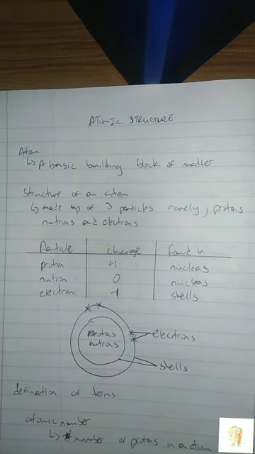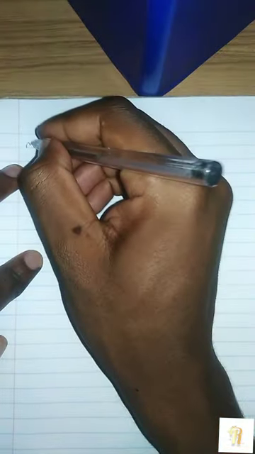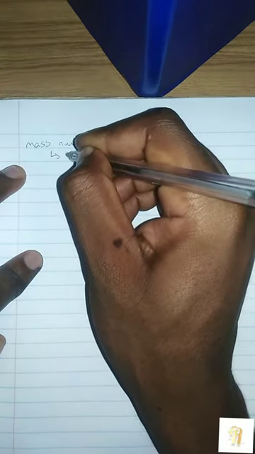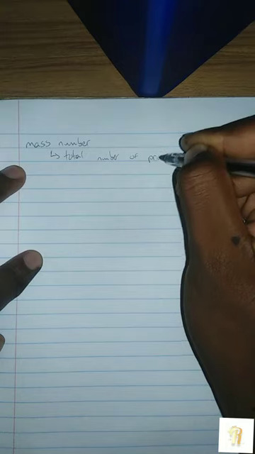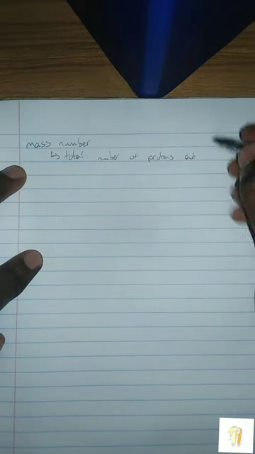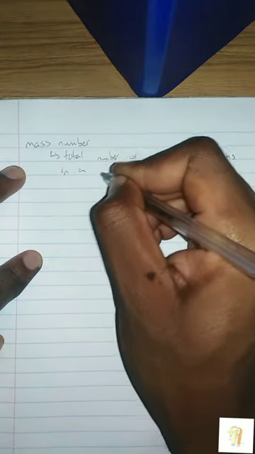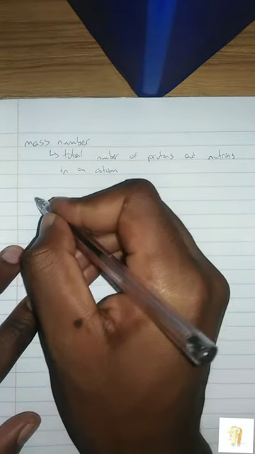So now let's describe mass number. What is mass number? You can say mass number is the total number of protons and neutrons in an atom. That is what we call mass number, right? So let's move on to electron arrangement, how electrons are arranged in an atom.